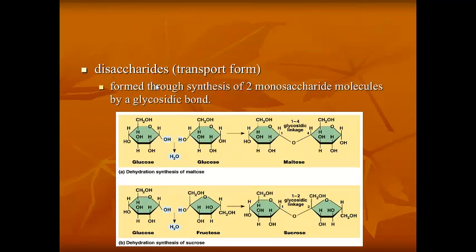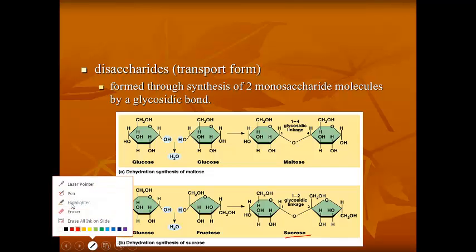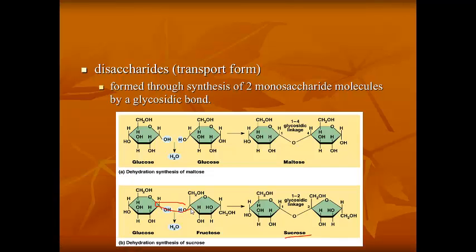Here you see dehydration synthesis taking place between two monosaccharides to make a disaccharide. A disaccharide is the transport form of carbohydrate, of sugars. A common disaccharide is going to be sucrose. Sucrose is created by bonding together glucose and fructose. You can see that through dehydration synthesis, water is removed and that chemical bond is made. The chemical bond between monosaccharides is called a glycosidic bond.